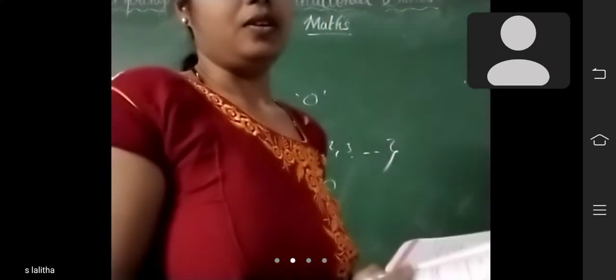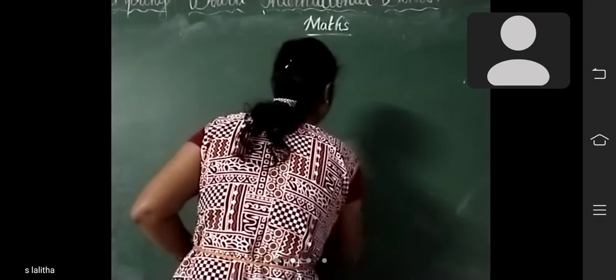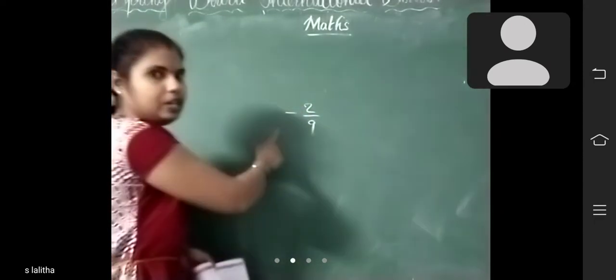The reciprocal of a negative rational number. What is that? Suppose you take one negative rational number, minus 2 by 9. It is a negative rational number. What is the reciprocal of this number?